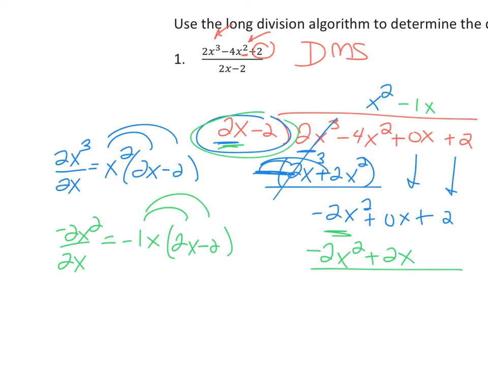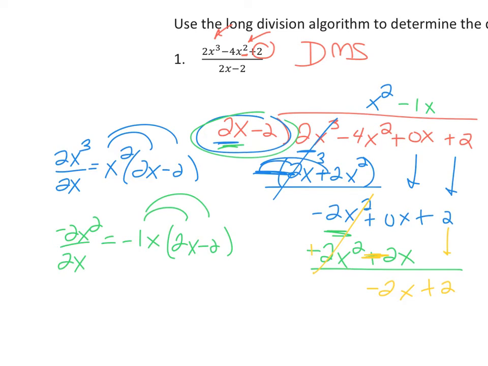And then I'm going to change my signs because I'm subtracting, so that'll become a positive, this will become a negative. This will cancel. You'll be left with negative 2x. Drop down the 2. Okay. Alrighty, so then I got to do it again.